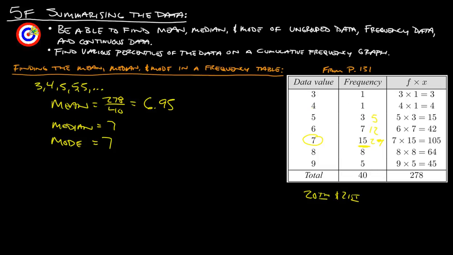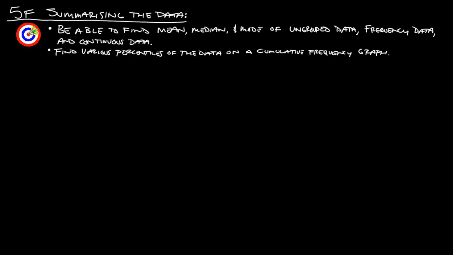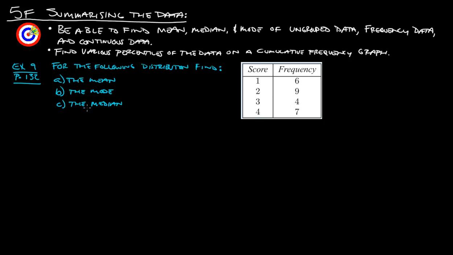So let's try it out on our own and see what we get. Okay? So here's example 9 from page 132. So for the following distribution, find the mean, median, and mode. Okay? So I would highly suggest at this point, especially if you found that last example easy, push pause right now and try to calculate this out on your own to make sure that you can do it, and then start it back up again and make sure that we get the same thing.